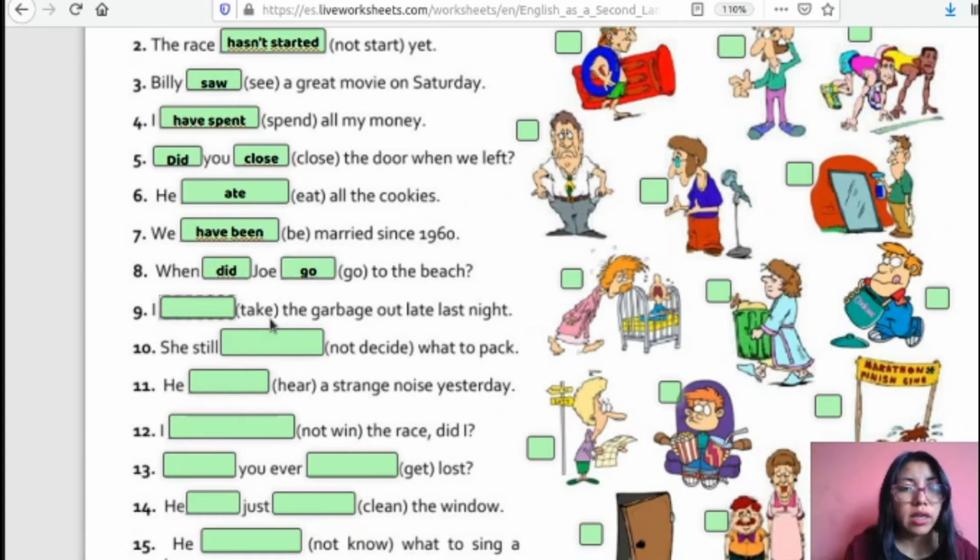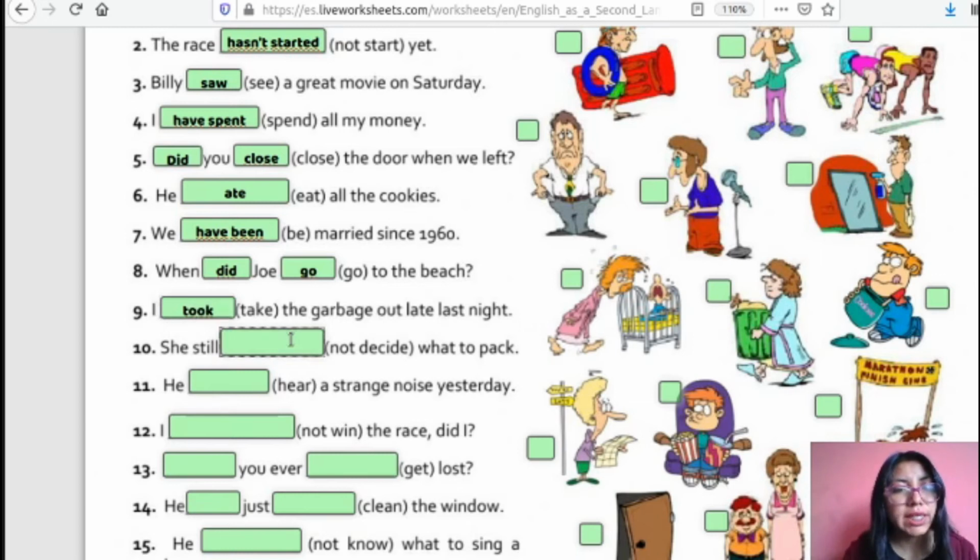I take the garbage out late last night. Okay, pay attention here. I have another time expression, last night. So I am going to use past simple because that is a definite action in the past. The past form of the verb take is took. I took the garbage out last night.